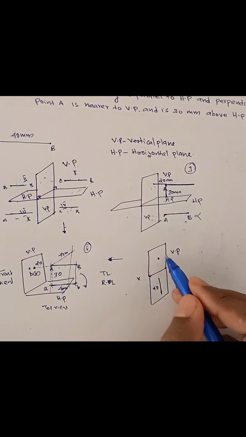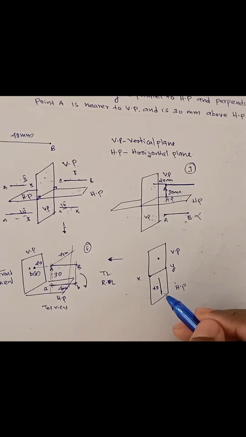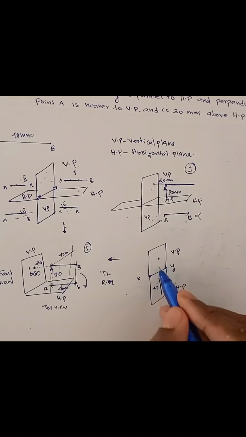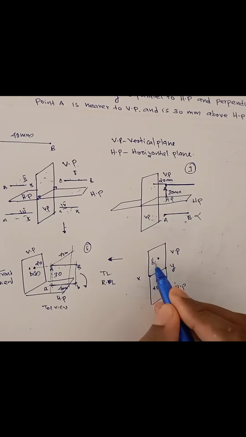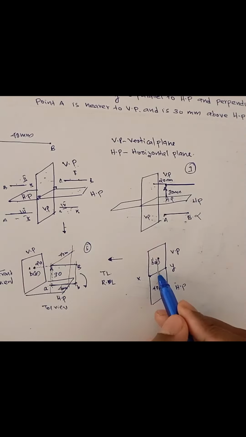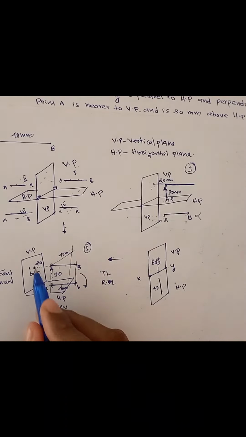This is a 3D image. You have to redraw it into 2D. So this will be your XY line. My question is, how much distance is this point from this XY line? That is, this is the point b dash, a dash. So what about this distance?